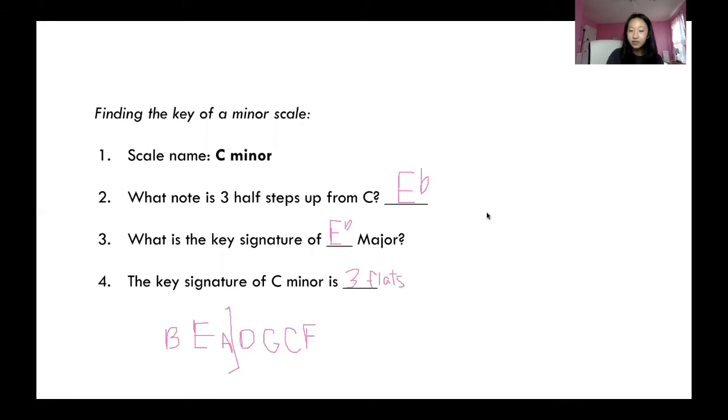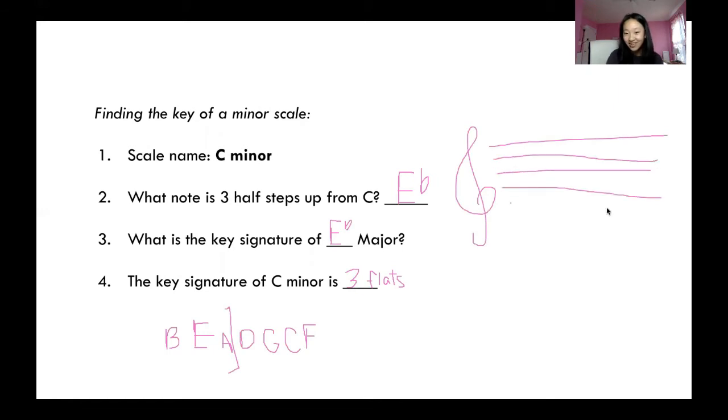And like the last example, you can also try drawing this. We're going to pretend those lines are straight. Okay, and then you do B flat, E flat, and A flat. This is A, and then that's B.